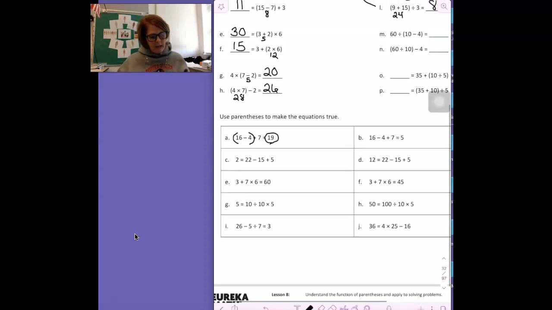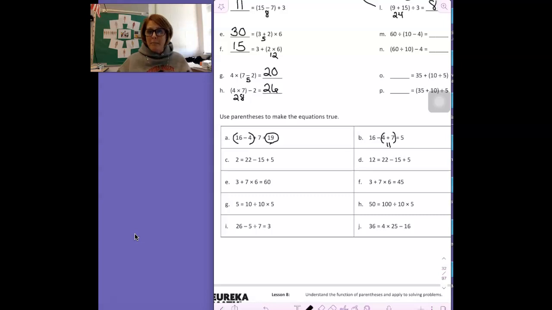Let's look at letter B. Same numbers, 16, 4, 7, same operations, except we want an answer of 5. So since I put my parentheses around 16 minus 4 in letter A, I'm going to try parentheses around 4 plus 7, which gives me 11, and 16 minus 11 equals 5.